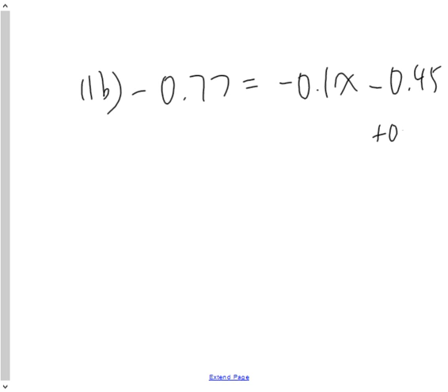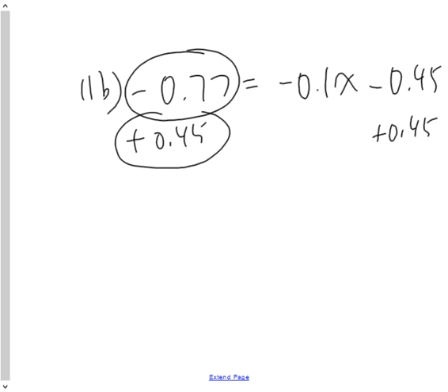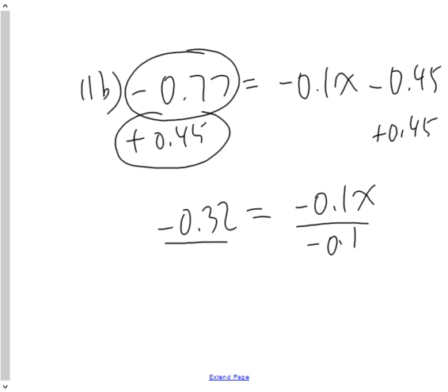First thing I do is add 45 cents to both sides, or 4,500 if you want to think of it that way. If you owe 77 cents but you have 45 cents, you can't pay off all your debt. But when you pay off as much as you can, you'll still owe 32 cents. So negative 0.32 equals negative 0.1x. Ignoring signs because I'm going to divide both sides by a negative tenth, I know my answer is going to be positive.